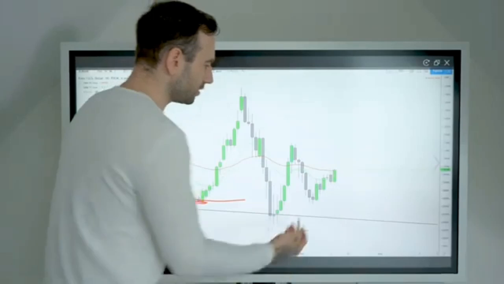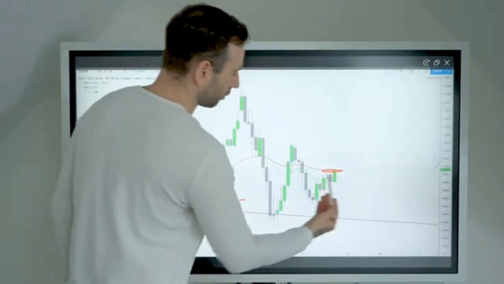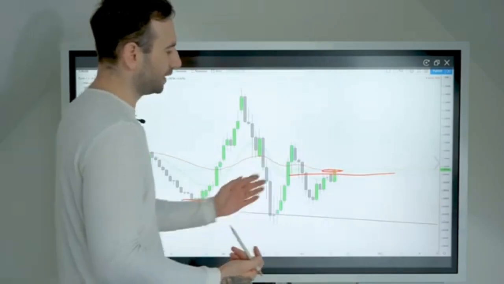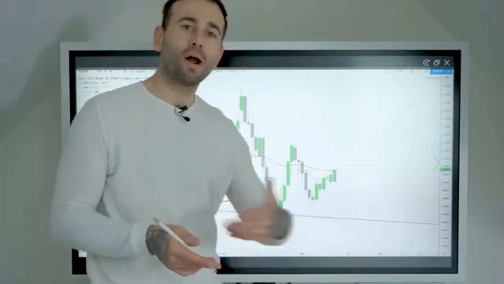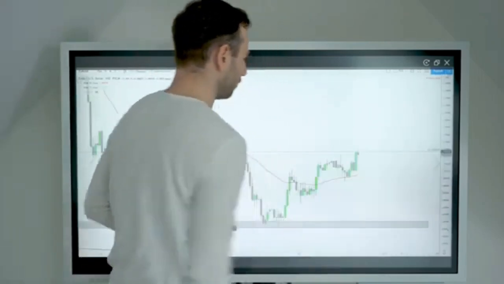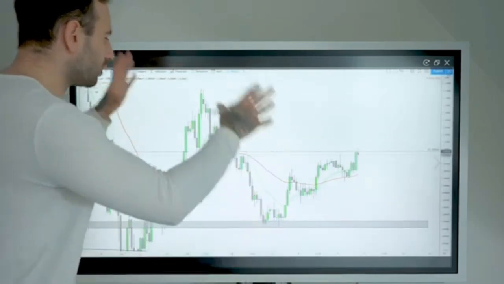To add to the confluences, we've got the daily 50 EMA there. So I'm going to mark that on in a horizontal line so I can see exactly where that daily 50 EMA is when I drop down to the 4-hour time frame now. So dropping down to the 4-hour time frame, this looks beautiful.